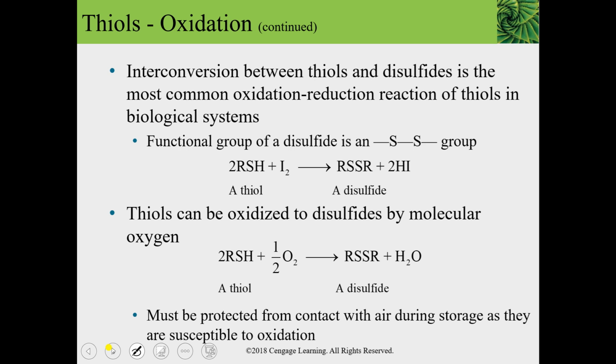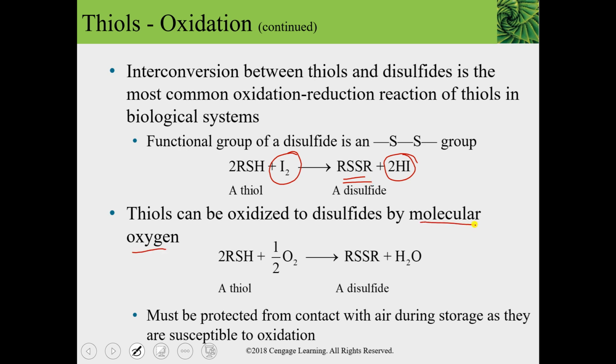So as far as interconversion between thiols and disulfides, I'm less concerned that you understand the reaction mechanism, and more concerned that you understand what's happening. So if we start off with a thiol and, for example, iodine, what we're going to get in the end is hydroiodic acid and this disulfide there. We can also oxidize to disulfides by molecular oxygen.